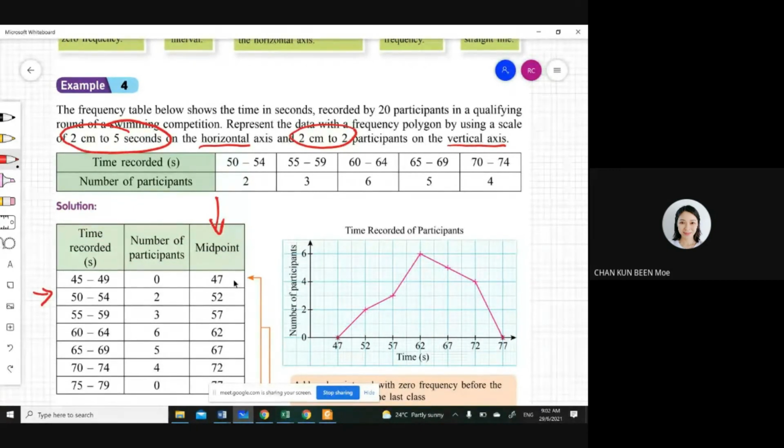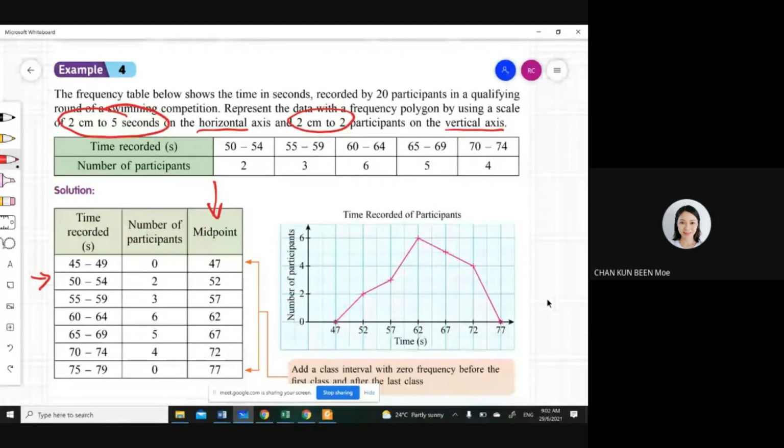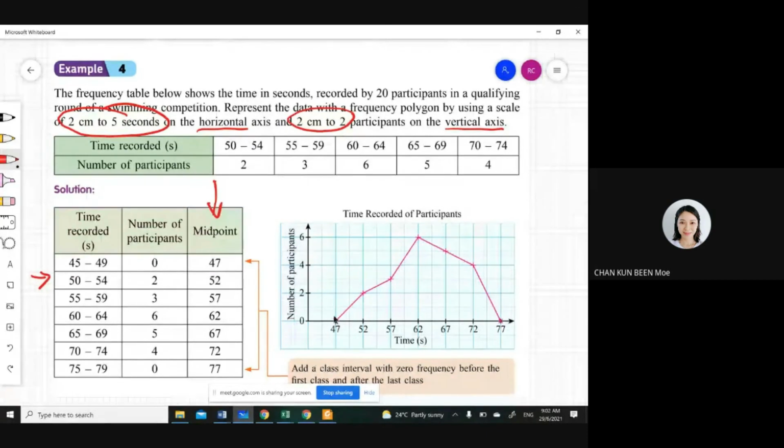We start with 47. How to get 47? They are using all the midpoints right now, so you don't have to use the upper boundary and lower boundary like what we did earlier for the histogram. From 47, we have 52, 57, and so on. So you plot all the points until 77. Plot all the midpoints. After you plot all the midpoints, you join them using a ruler and make sure it really connects from point to point, a very clean and smooth graph. Then you will get full marks.